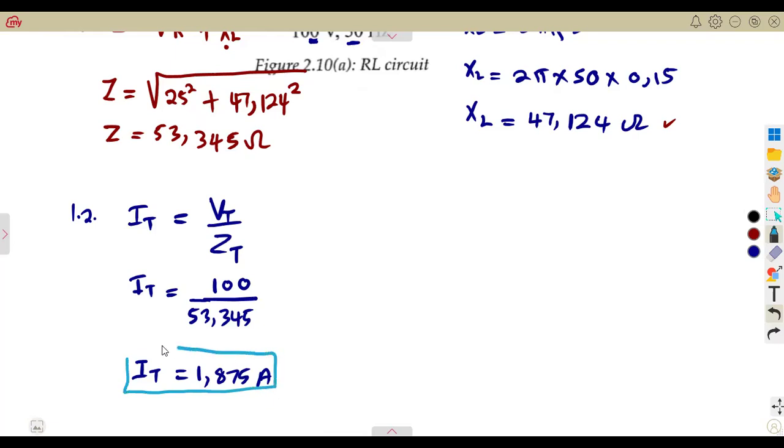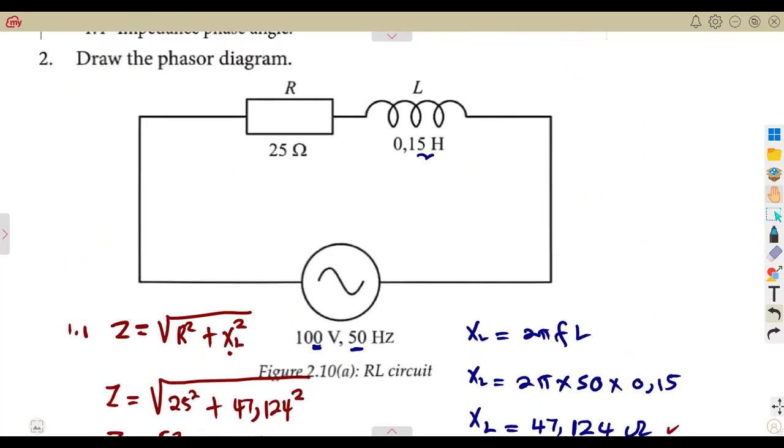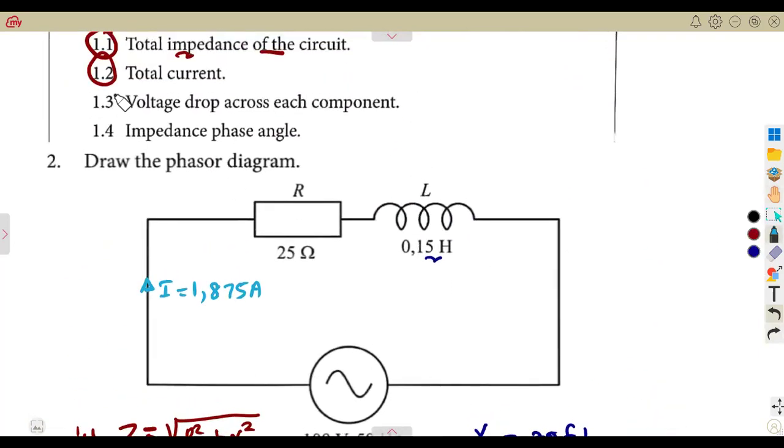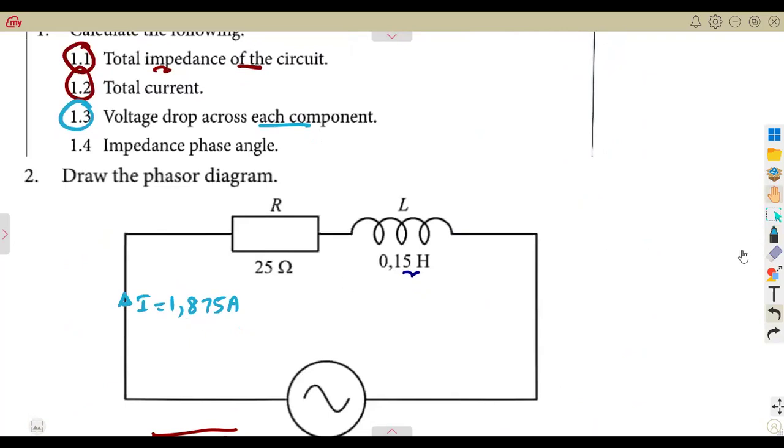Meaning to say, in a series circuit, this is the same current that we have across the resistor. This is the same current flowing across the inductor, which is given as 1.875. It affects the resistor, and it also affects the inductor in series. Current is the same. So for the voltage drop across each component, it's going to be easier because we have this total current, which is the same, like I said.